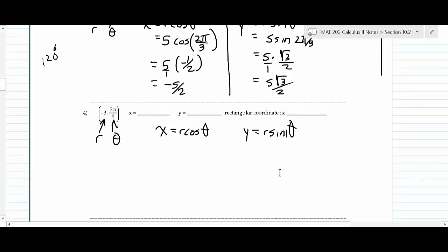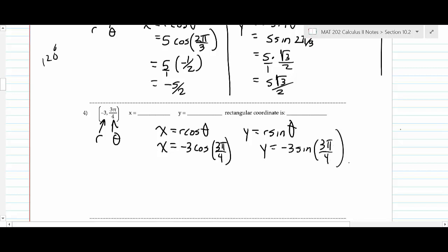Whatever you get is what you're going to get for your rectangular coordinate. Okay? So we get x is equal to r, which is negative 3, then cosine of 3 pi over 4. And over here we have y is negative 3 sine of 3 pi over 4. Okay? Now 3 pi over 4, if you look it up on a unit circle, you are in quadrant 2. You're actually at that point right there. Okay? What is that point on the unit circle?